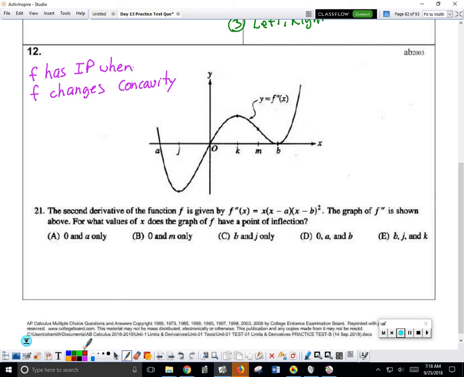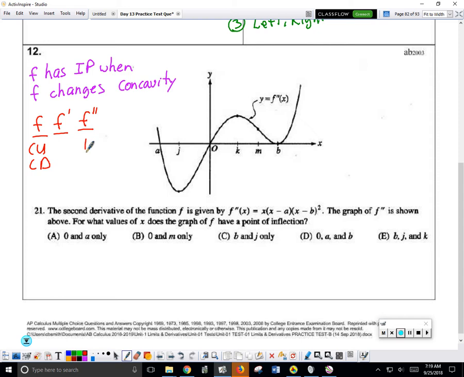So do you know how to do that? How can you figure out how F double prime is going to be changing when F is changing concavity? Oh, you should go straight to Danica's chart and look at when f double prime is positive or negative to see when f is concave up or concave down. It's perfect.